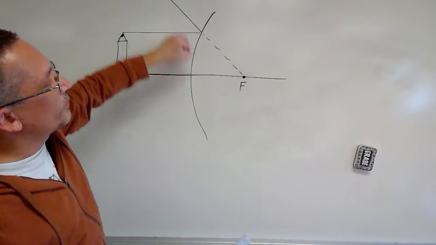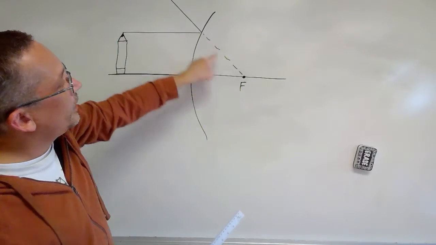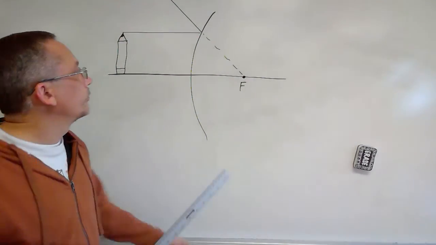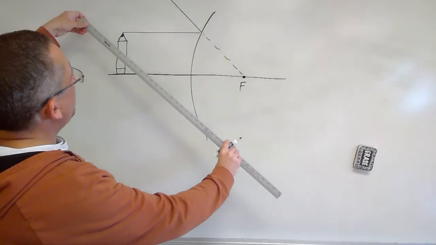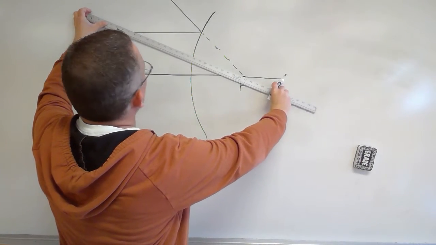It will reflect away from the focus, right? So if you were standing over here, it would look like it came from over here, but really it went like this. The second ray that I'm going to draw, I'm going to line it up from the top of my object to the focus.